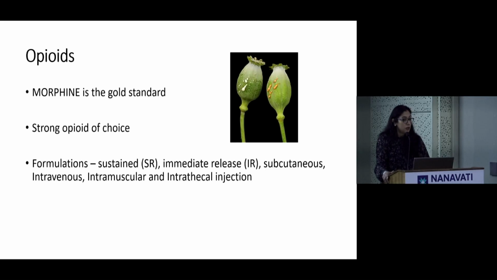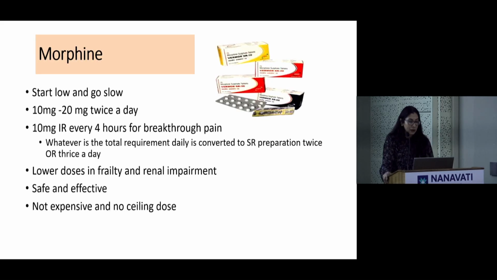So next, coming to the strong opioids. We know that morphine is the gold standard in opioids. We have the opioid receptors, and God gave us this medicine which was naturally cultivated over centuries. We have that as immediate release, sustained release, and it is available in injectable form as well. So morphine, if I have to give the patient morphine, I would start either with 10 mg twice a day, depending on how much tramadol the patient is on.